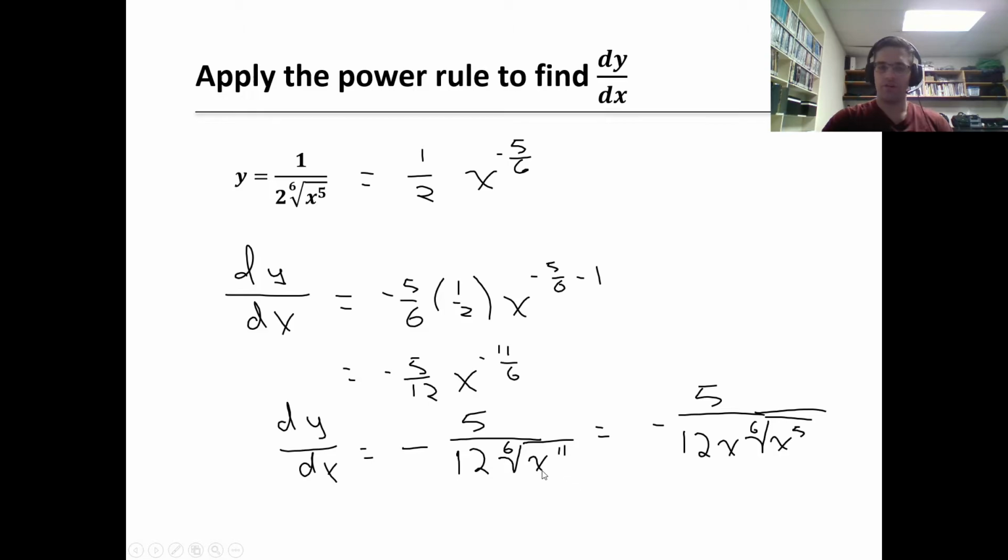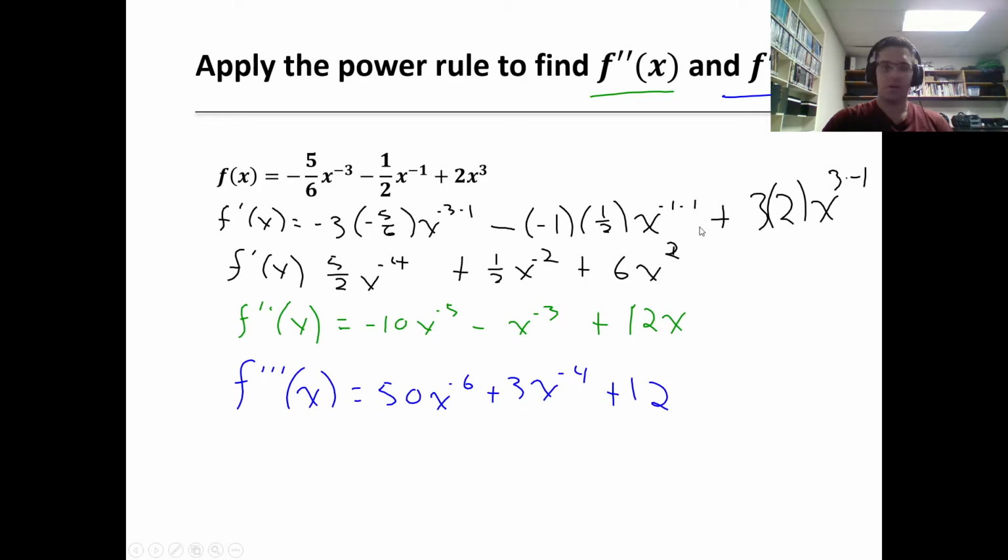If you write it as a radical, we do have x to the power of 11 inside of a 6th root. So we could take 6 of those x's out, and it would be negative 5 over 12x times the 6th root of x to the power of 5. So if we did have to simplify this fully, we'd want to pull some x's out of there.